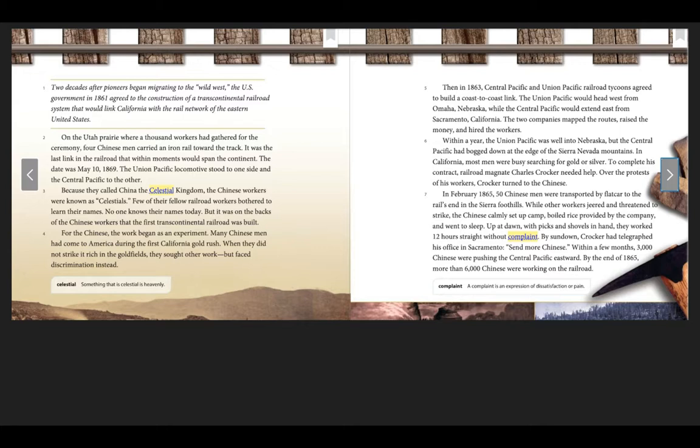For the Chinese, the work began as an experiment. Many Chinese men had come to America during the first California gold rush. When they did not strike it rich in the gold fields, they sought other work, but faced discrimination instead.